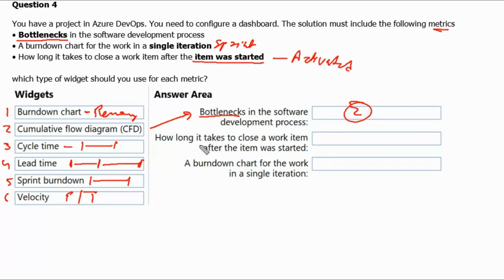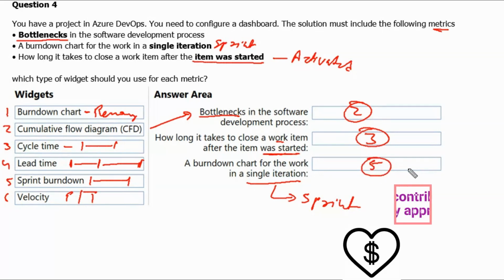Second statement is how long it takes to close a work item after the item was started, means the item was activated. As we know, the time from activation of a work item to completion is called cycle time. Therefore option 3, or cycle time, is the correct answer. Third statement, a burn down chart for the work in a single iteration. A single iteration is called a sprint, and a burn down chart for a sprint is called the sprint burn down chart, which can be used. So option 5 is the correct answer.